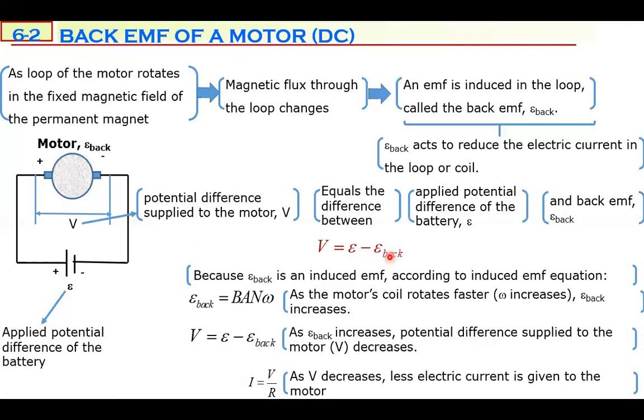Okay, if the motor starts rotating faster, if omega increases, back EMF increases. If back EMF increases, V decreases. If V decreases, the electric current supplied to the motor also decreases. This is what back EMF is and how back EMF changes for a motor.